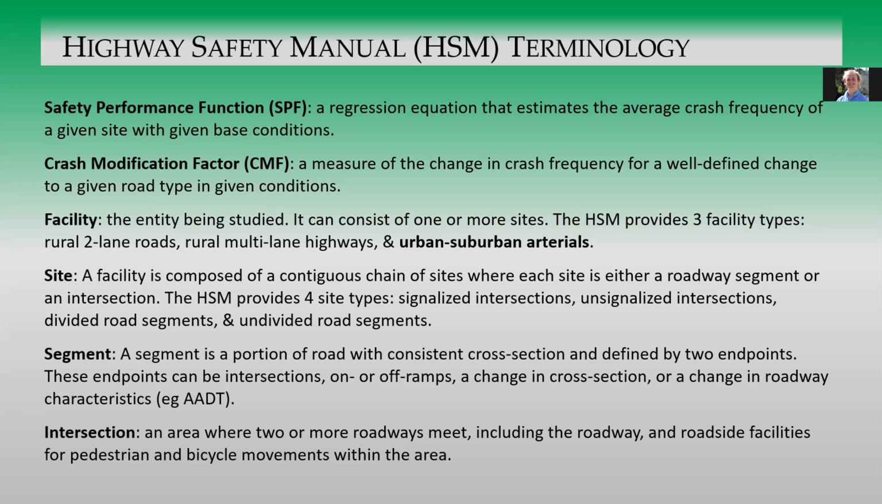And the HSM provides four site types: signalized and unsignalized intersections, and divided road segments and undivided road segments. We're going to be dealing with both signalized and unsignalized intersections, and only with undivided road segments in this exercise. A segment is a portion of road that has to have a consistent cross section, and it's defined by two endpoints. Often those are intersections, but they can be other changes in conditions like on or off ramps, or a change in characteristics such as traffic volume.